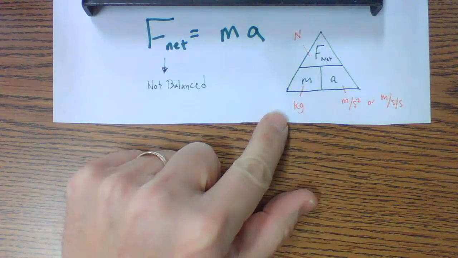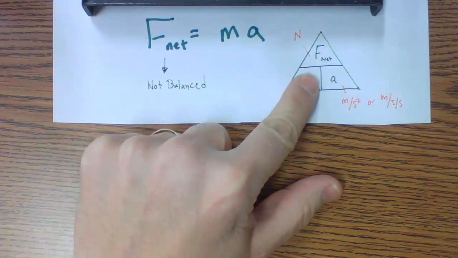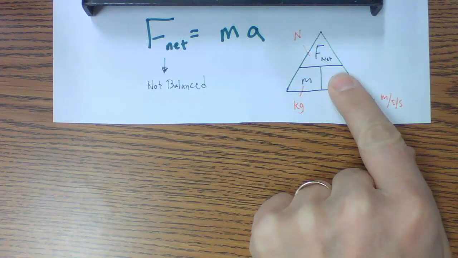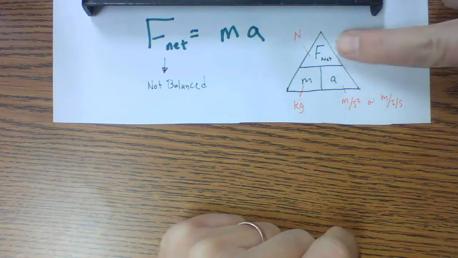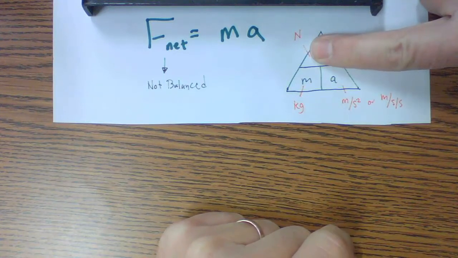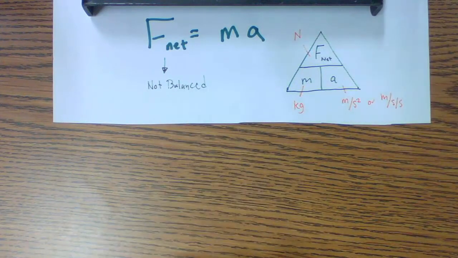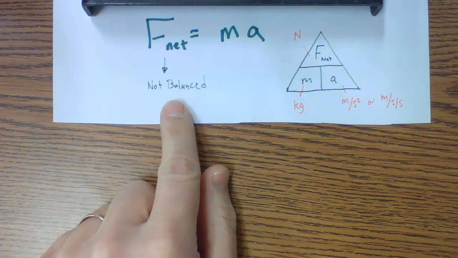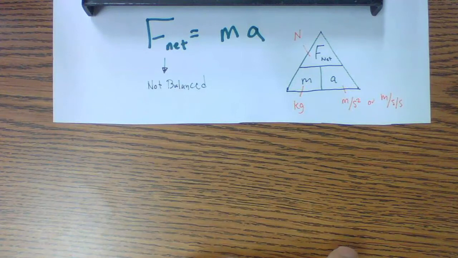So again, if we want to find the mass of the object, it's the net force divided by the acceleration. If we want to find the acceleration of the object, it's the net force divided by the mass. If we want to find the net force, we take the mass times the acceleration. And remember, we're looking for unbalanced situations, or where the forces are not going to balance.